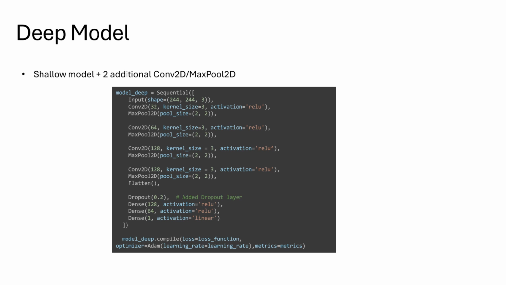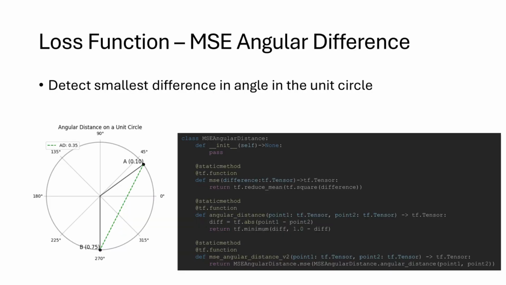The primary difference between the shallow and the deep model is simply the number of convolutional layers and max pool layers it has. The deep model has 2 more convolutional and 2 more max pool layers back to back. So essentially we want to see how the complexity of the model will affect generalizability and how that would affect performance. For my model, I ended up using a custom loss function.